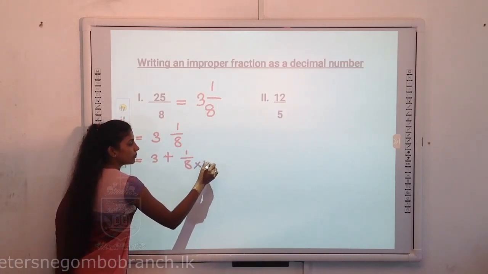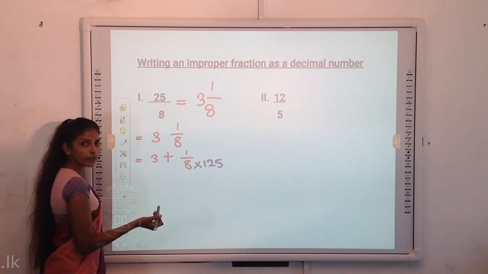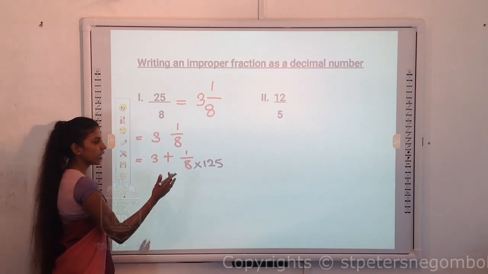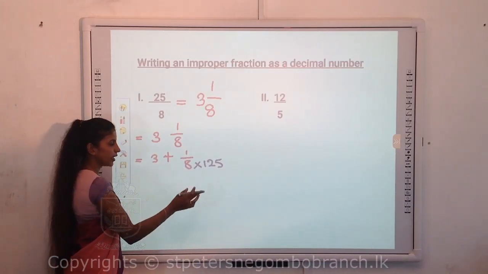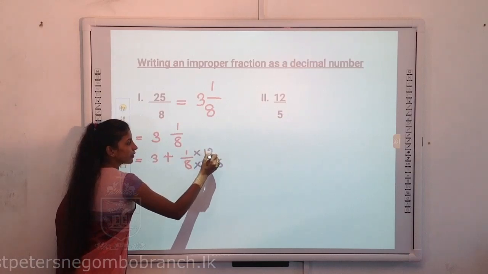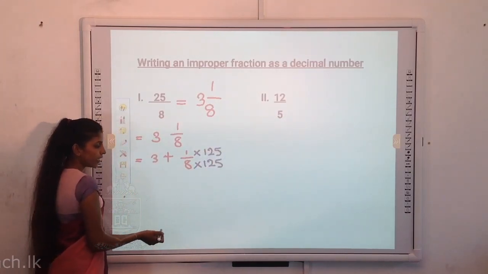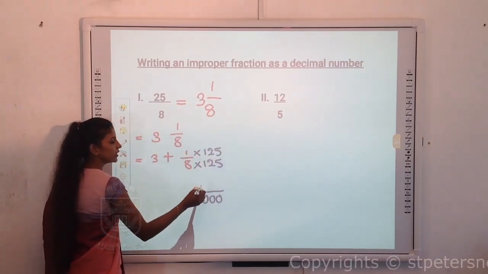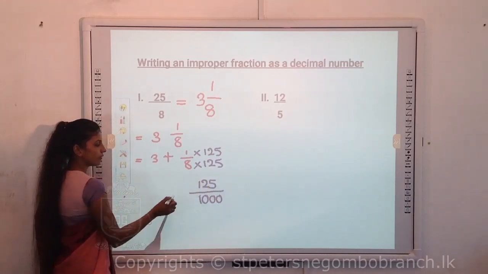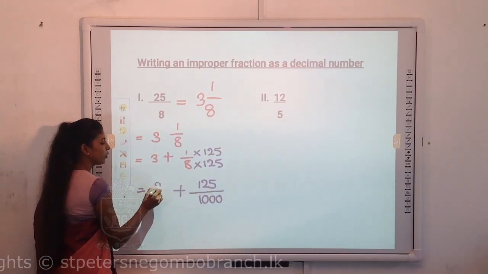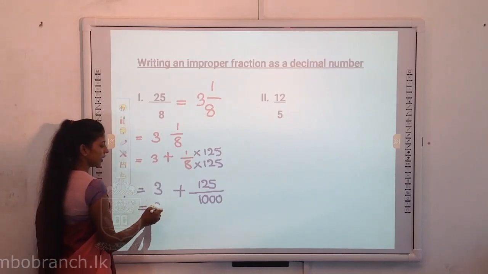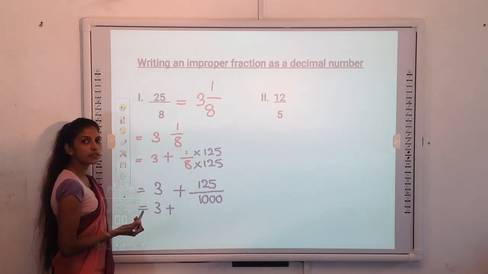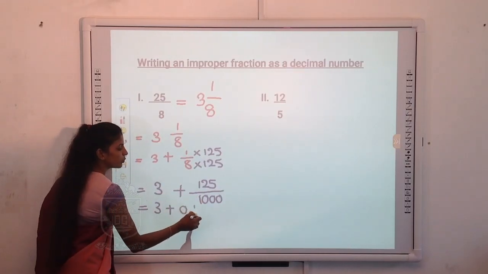So we can multiply this by 125. We know that 8 times 125 will give you 1000. You can't make 10, you can't make 100 from 8. So that's why we are going to multiply by 125 and make the denominator into 1000. So in the numerator you will have 125, plus here you have the whole number 3. So next step is, now it is easy. 3 zeros, therefore 3 decimal places should be there. That means 0.125.